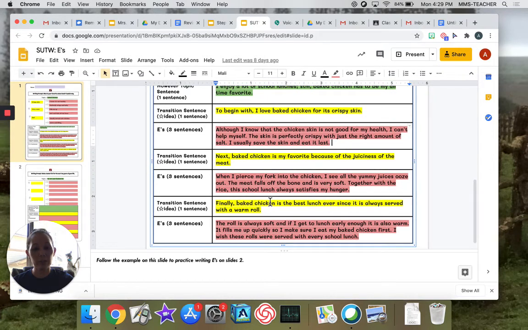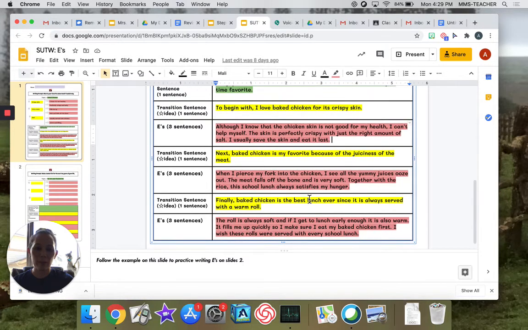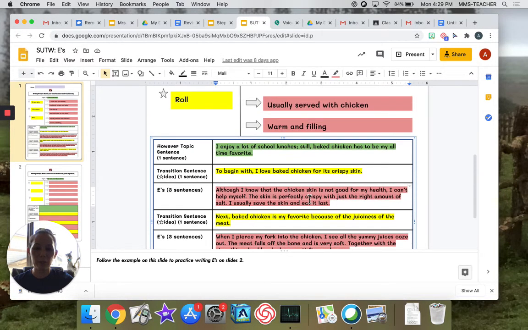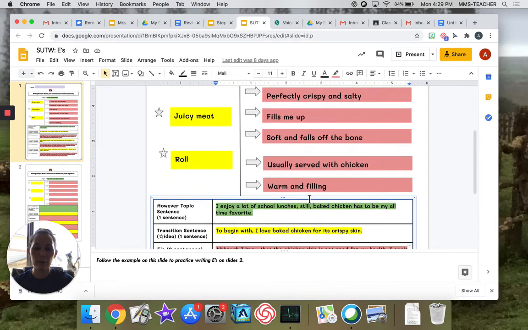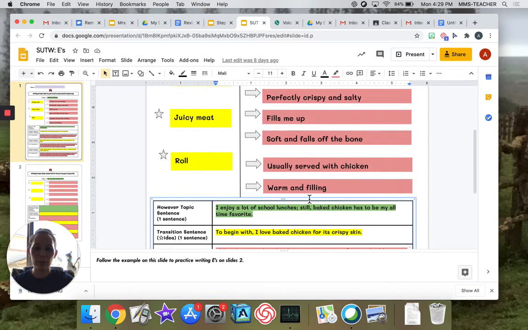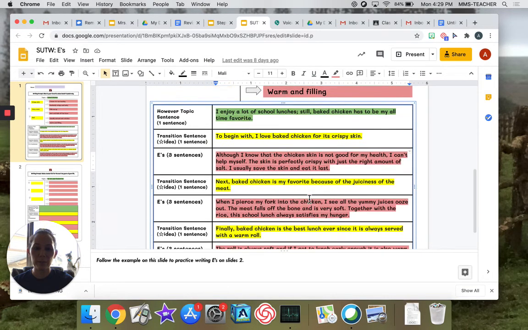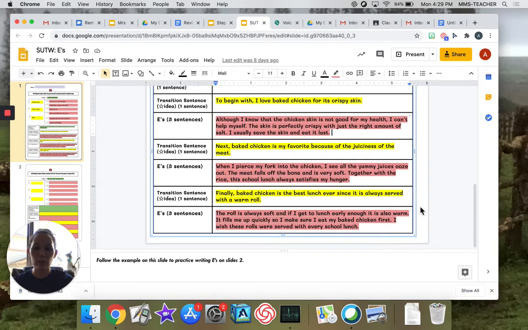Here are my 3 sentences to explain about the juiciness of the meat. When I pierce my fork into the chicken, I see all the yummy juices ooze out. The meat falls off the bone and is very soft. Together with the rice, this school lunch always satisfies my hunger. Okay, and then I'm going to look back. The last thing will be about the rolls. Okay, so then I'm going to go to the last transition.